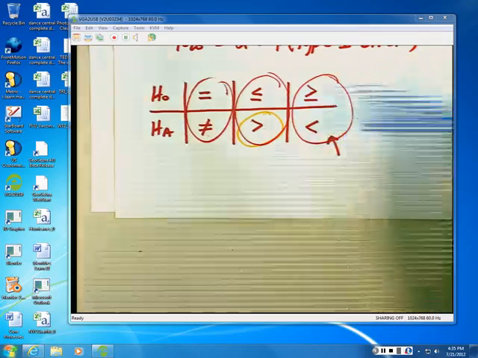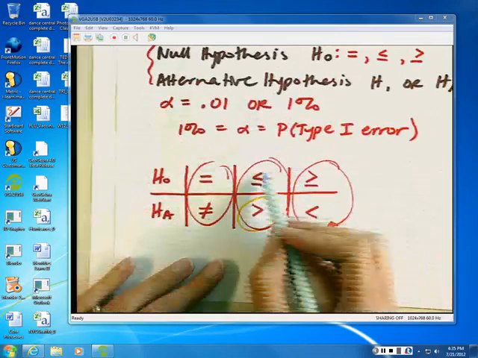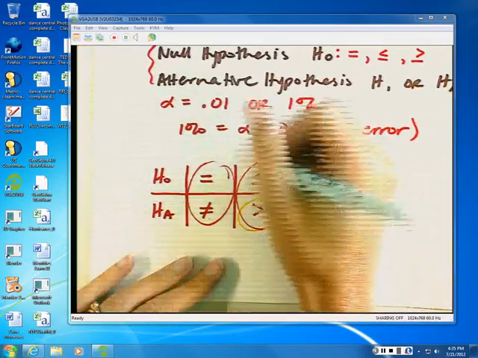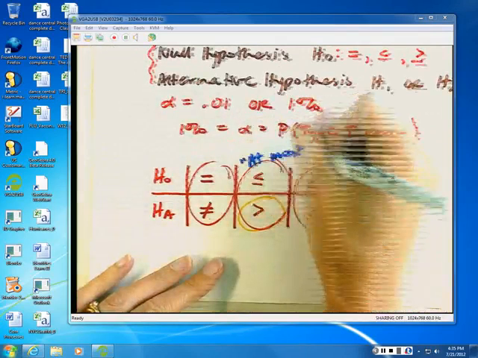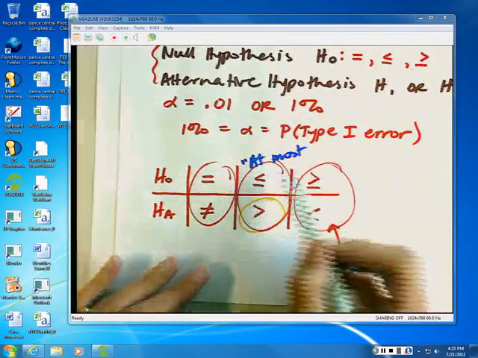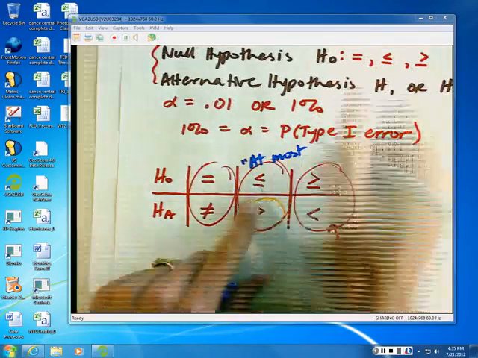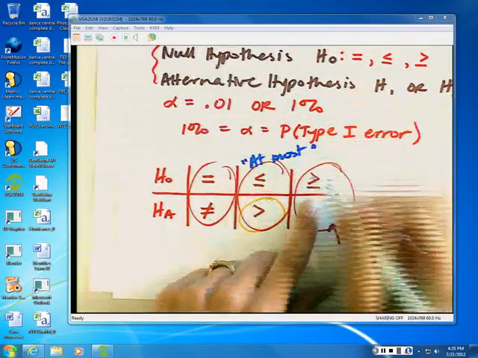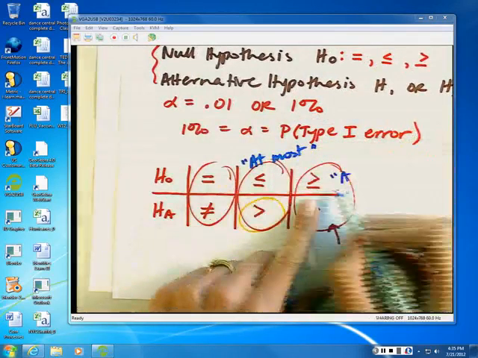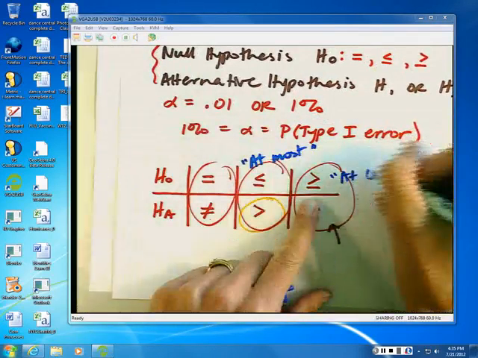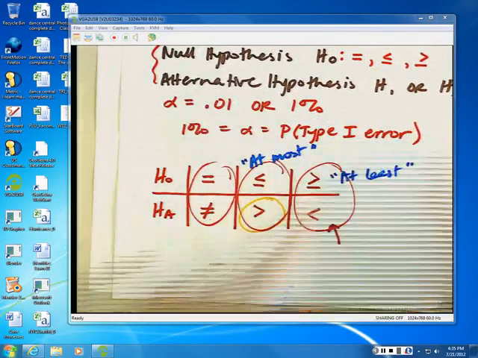Be really careful of these two because this one could be less than or equal to. This could also be like at most, because at most means less than or up to and including. So this could be at most. The other one that gets tricky is greater than or equal to. If this one's at most, can you think of what that one would be? This one you'll see at least. So that one would be at least.